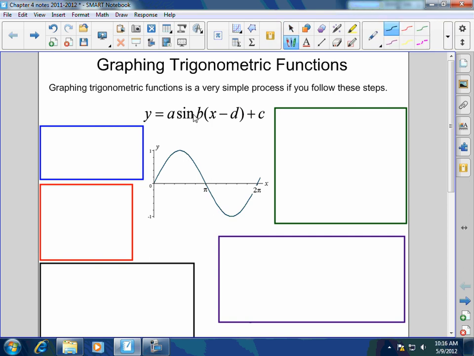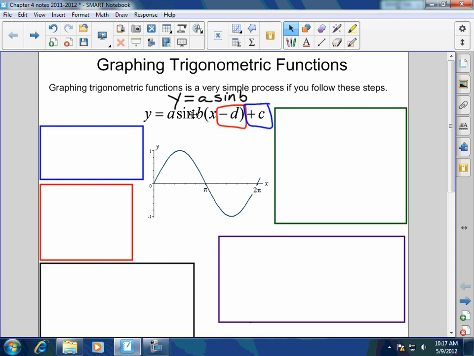We have so far just visited graphs that look like this, okay? In that particular case, the A was the amplitude, the B helped determine what the period was. Well, now I'm adding two things. I'm adding a negative D inside of the parentheses, directly manipulating the X or the angle measure. And I'm also adding a C on the outside, okay?